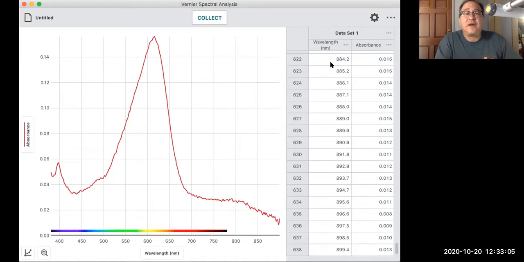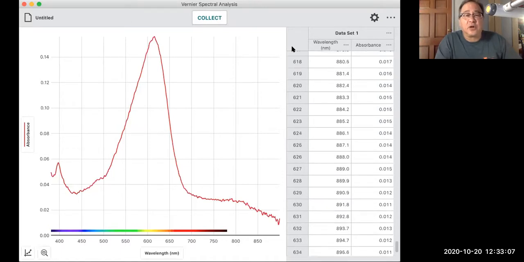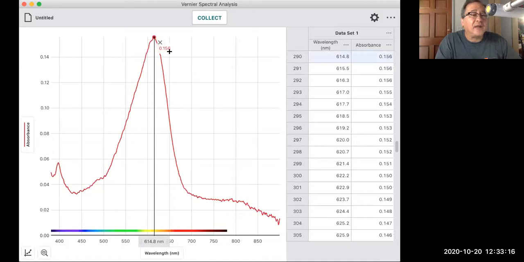Okay, you can see the wavelength over here. You can see the absorbance. I can even click on the graph and find out where the absorbance is the greatest. And it looks like it's right there at 614.8 nanometers. So that's something I'm going to write down for the blue solution, 614.8 nanometers.